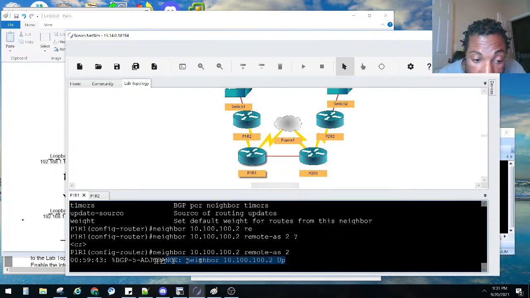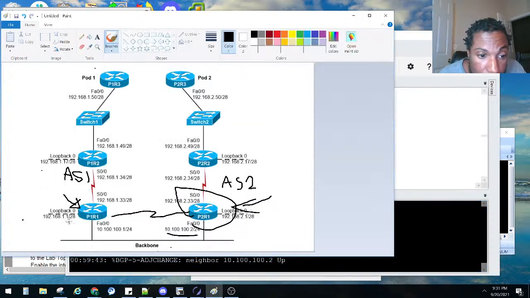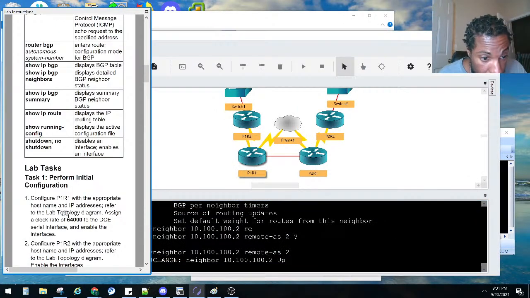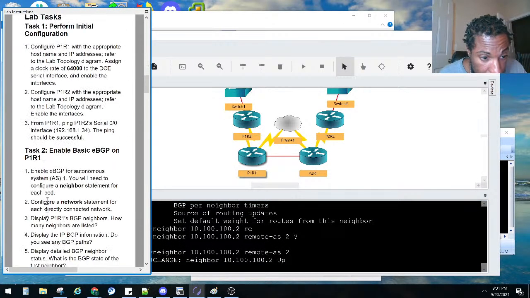And then notice the syslog message right here: BGP adjacency change, and the neighbor is up. Who's our neighbor? 100.2. We are 100.1. The neighbor is 100.2. So now we have a BGP adjacency between these two guys right here. Perfect, that's good to go. Now, what step was that? That was this part right here. You would need to configure a neighbor statement for each pod.